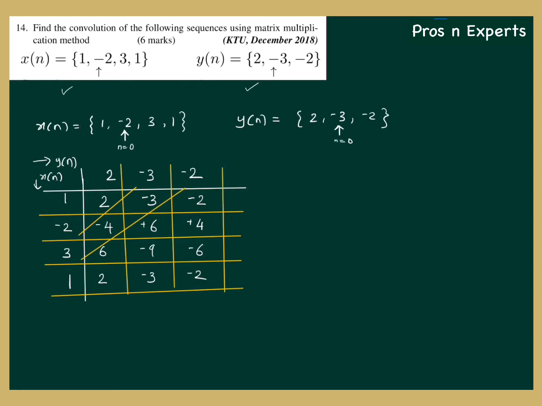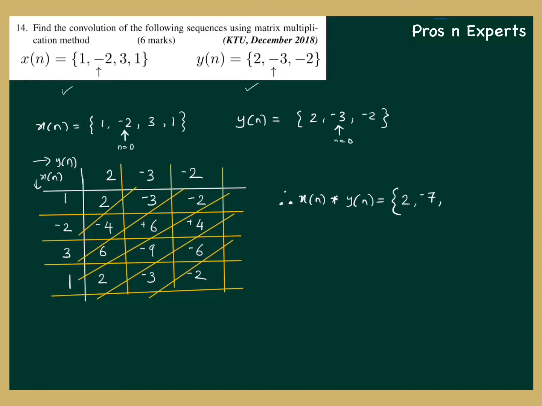I'm separating these elements in a diagonal fashion. Now I'm going to accumulate all the entries inside each diagonal separately. That is our final answer. The final answer x of n convolution y of n is equal to: there is a single 2 in this diagonal, so write it as 2. In the next diagonal we have minus 4 and minus 3, so adding minus 4 and minus 3, you will get minus 7. So minus 7.